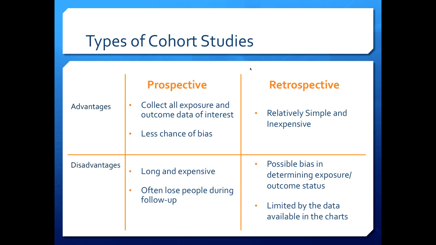Prospective cohort studies tend to be rather expensive and long, with difficulty maintaining contact through the final follow-up visit. Even so, they are less subject to bias, and you can collect all important exposure and outcome data in the form you need. Retrospective cohort studies are much less expensive and relatively simple by comparison. However, there is a greater possibility for bias, and you are limited by the data available to you in whatever data source you choose. Since this data may be repurposed, it may be what we call dirty or missing significant chunks.